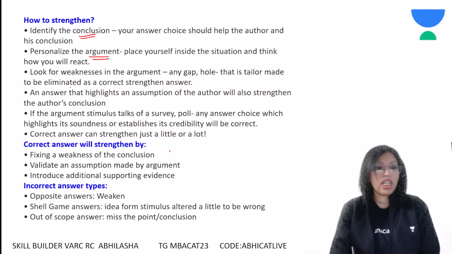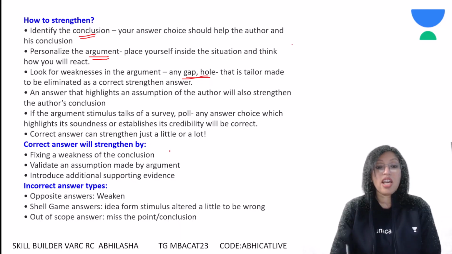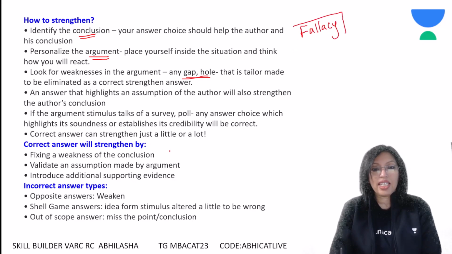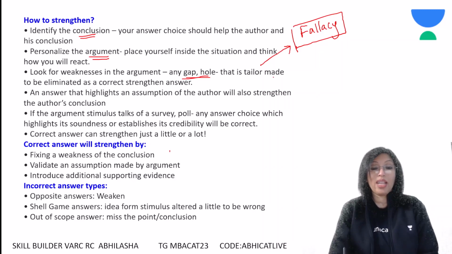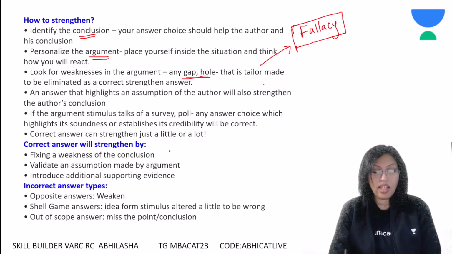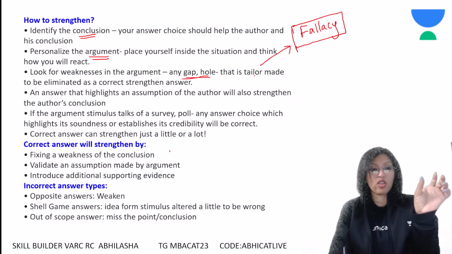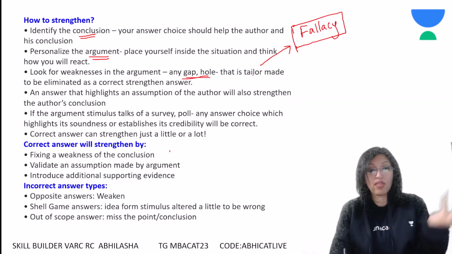Then look for weakness in the argument, any gap, any hole that is tailor-made to be eliminated as a correct strengthen answer. Remember, we have done fallacies in some course, right? A fallacy is a flaw in reasoning, so it may just help you strengthen. If you eliminate the fallacy in the passage, you will be able to strengthen an option. So look for the fallacies and the weakness in the argument and remove that, and that will help you.